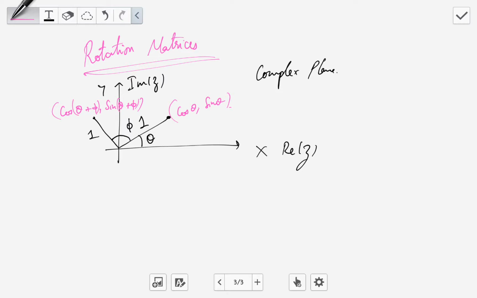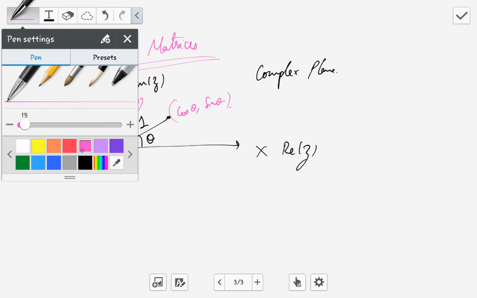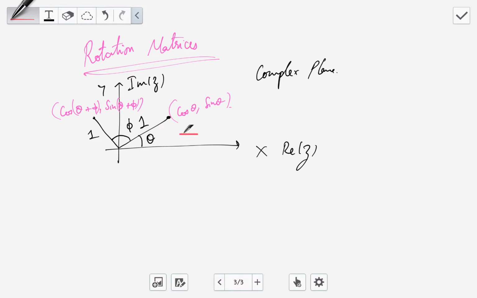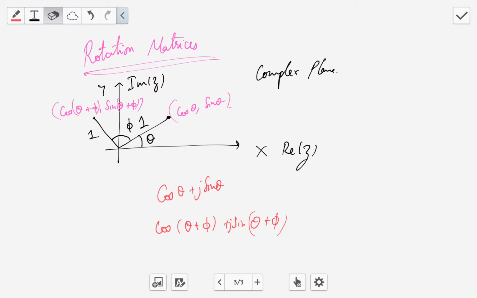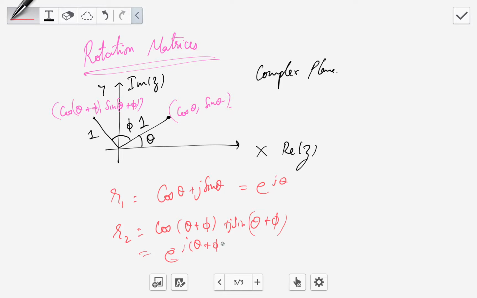Isn't it? This is how they are. Now, what I want to do is write this as cos theta plus j sin theta, and this as cos theta plus phi plus j sin theta plus phi. If this is say r1 and this is say r2, you can see that this is e to the power j theta, and this is e to the power j theta plus phi. So this is simply r1 times e to the power j phi.